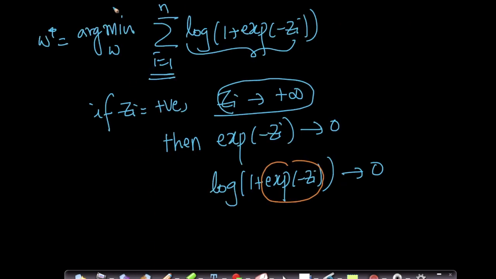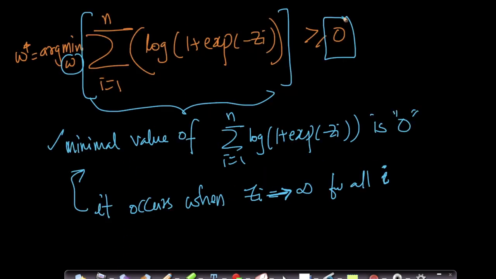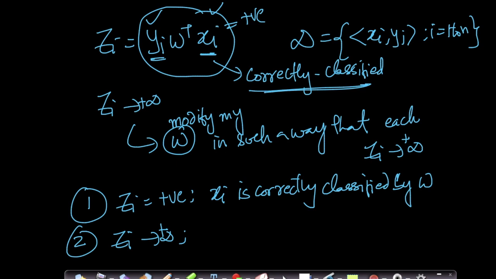Remember, the optimization problem we're trying to solve is to minimize this term. And what is the least value it can take? The least value it can take is 0. And when does that happen? When zi's tend to infinity. And how do I modify my zi's? Look at it: yi is fixed and xi is fixed because they're coming from training data, from Dtrain. The only thing that is variable is w.